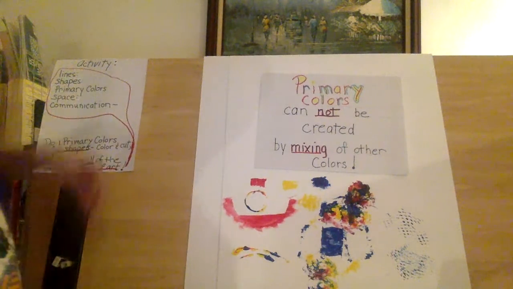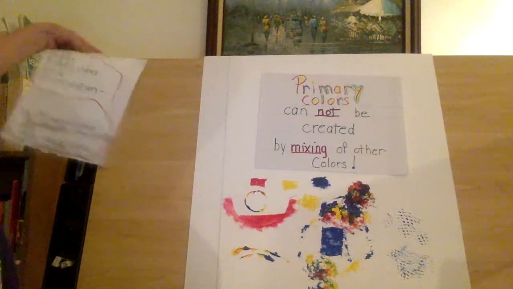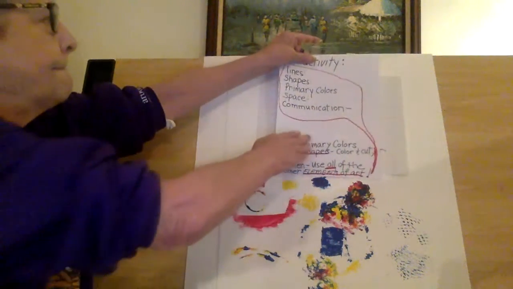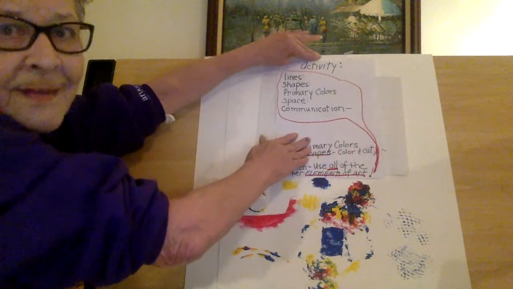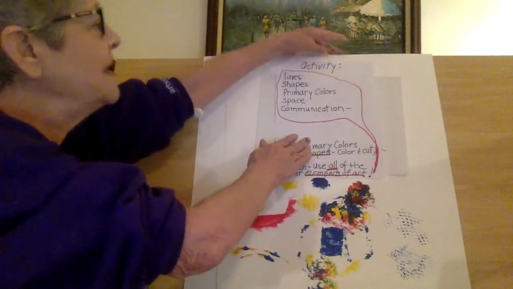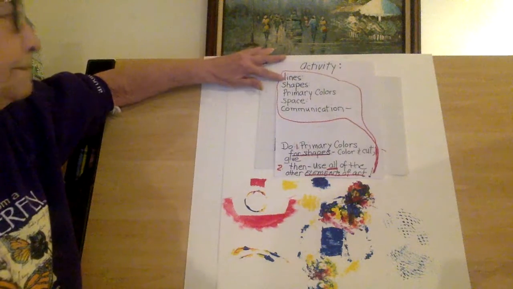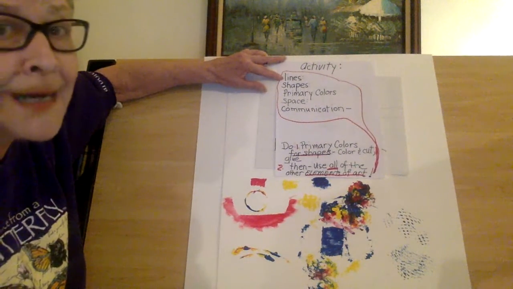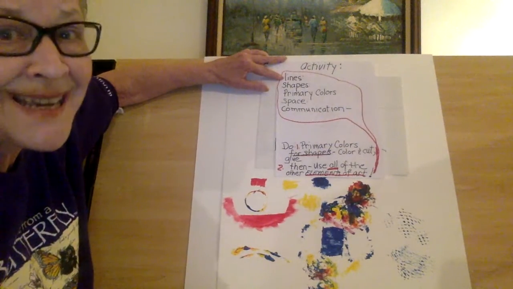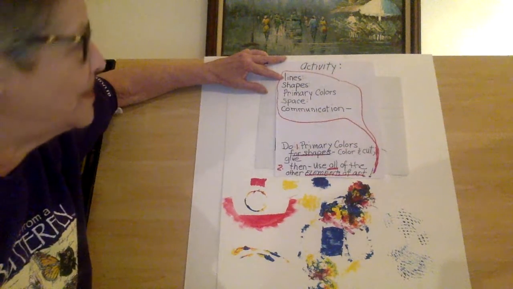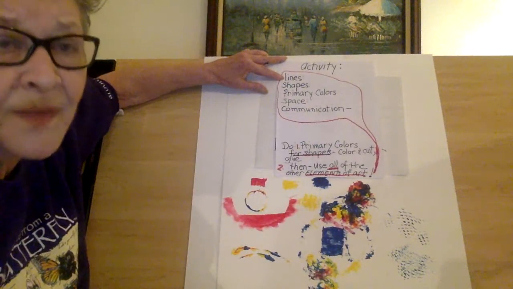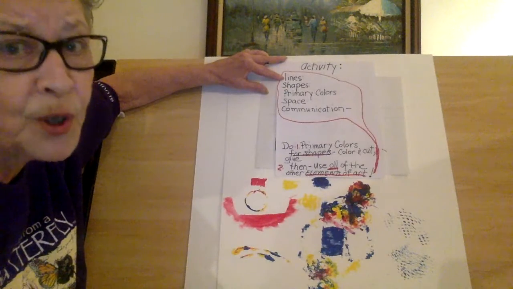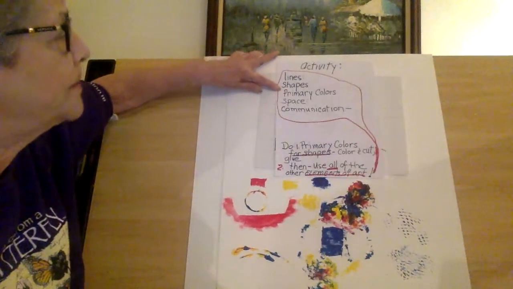Now, for your activity, let me get my paper up here. Your activity this time is, remember to include lines. And what do we know about a line? It has a beginning and an end. It can be thick, it can be thin, it can be curved, it can be loop-de-loop or curly.